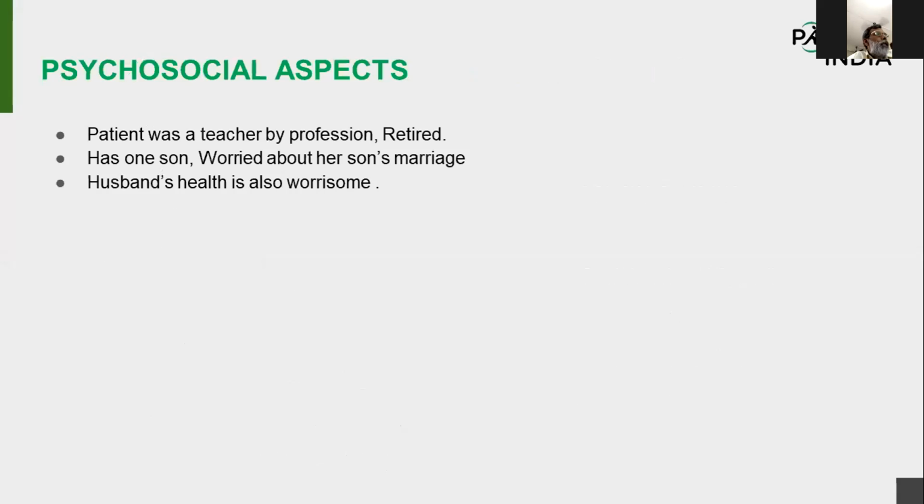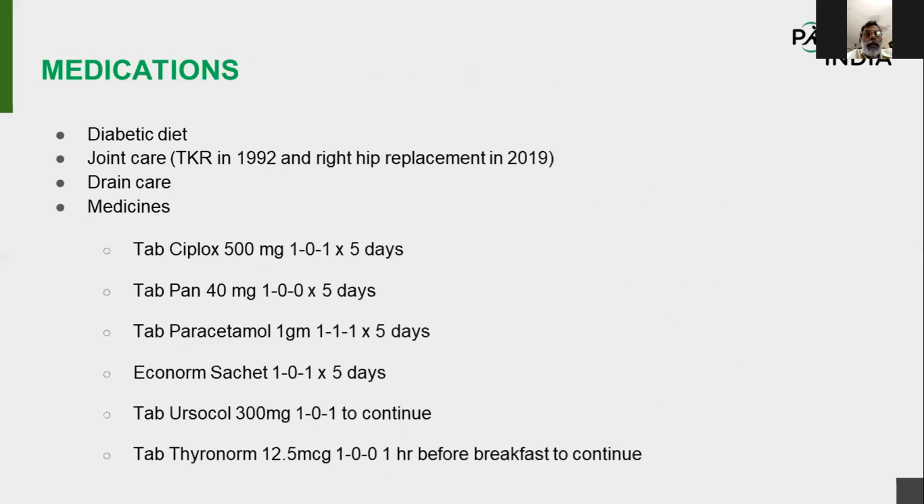As far as her psychological aspects were concerned, she was a teacher previously and retired now. She has got one son, and she is more worried about his marriage. And her husband's health is also not good. He has got diabetes with hypertension. The medications she has received is diabetic diet, joint care, drain care. Medicines given in the hospital were Ciplox 500, Pan 40, paracetamol, Econom sachets, Ursocol, Thyronom 12.5 micrograms.